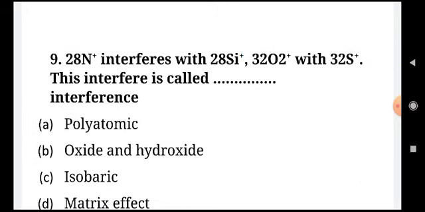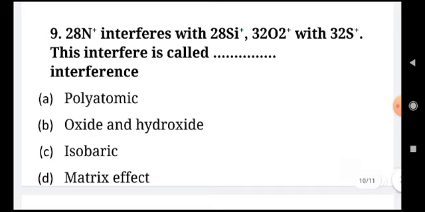28N2 plus interferes with 28Si plus, and 32O2 plus interferes with 32S. This interference is called dash interference: polyatomic interference, oxide and hydroxide interference, isobaric interference, matrix effect.